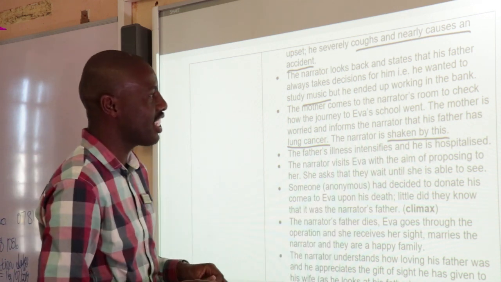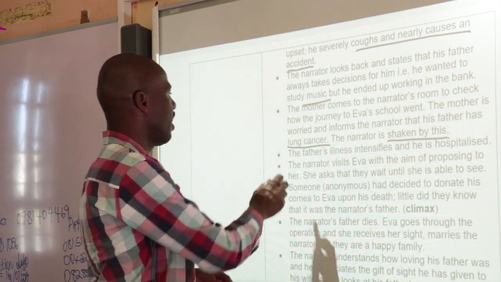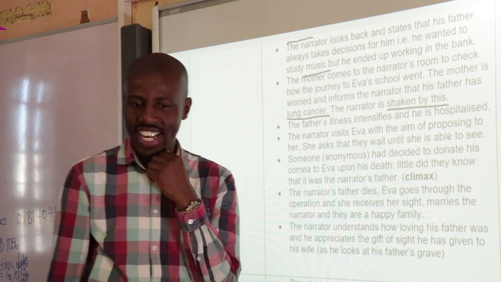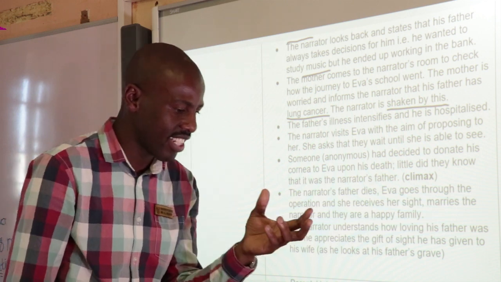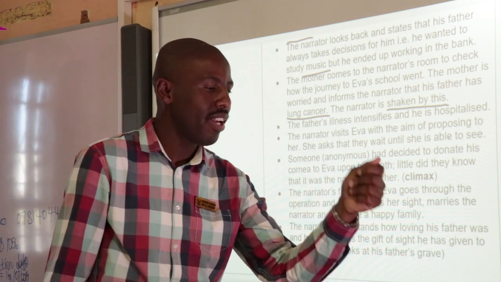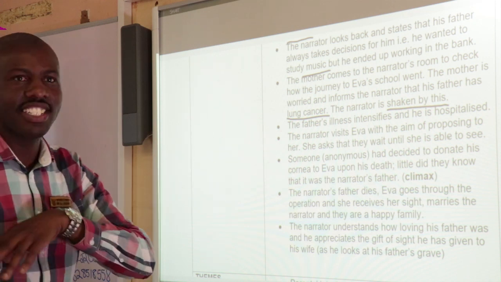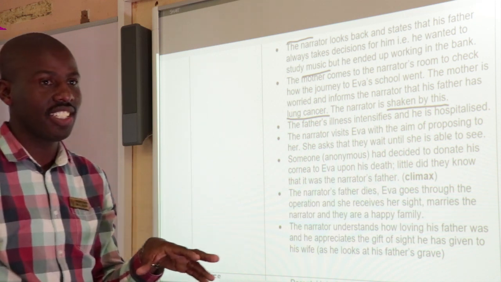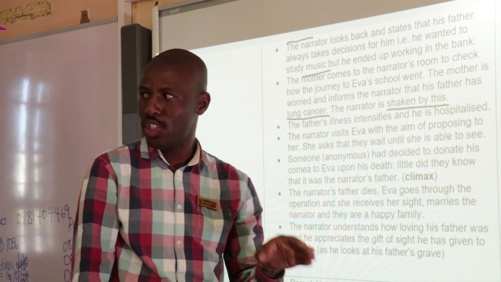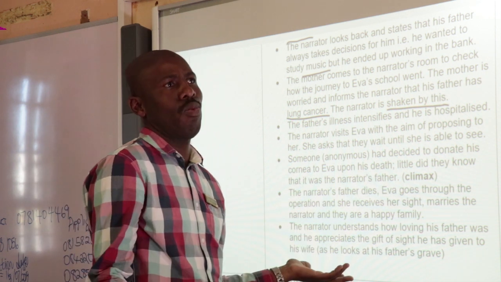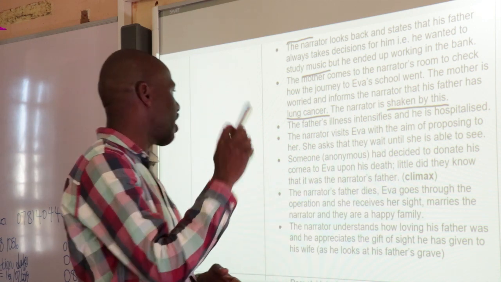The father's illness intensifies and he is hospitalized. The narrator visits Eva with the aim of proposing to her. And he says, it's August now, I'm proposing. Please, would you make me the happiest man and marry me? And very unexpected, Eva says, no, I'm not going to marry you. I'm not accepting your proposal. And the reason would be, but why? Because they love each other.